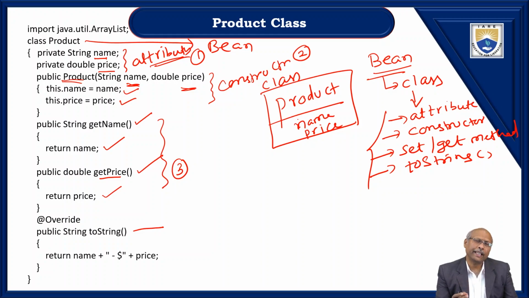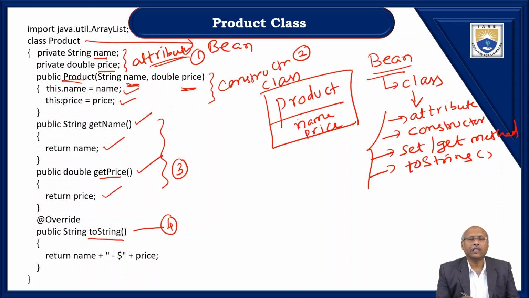So if you want to print the object in string format, then you have to override a special method called toString method. Remember, toString method is a member of Object class. That method you are overriding. So this is the fourth item. So whenever you write these four, this becomes a full-fledged bean.